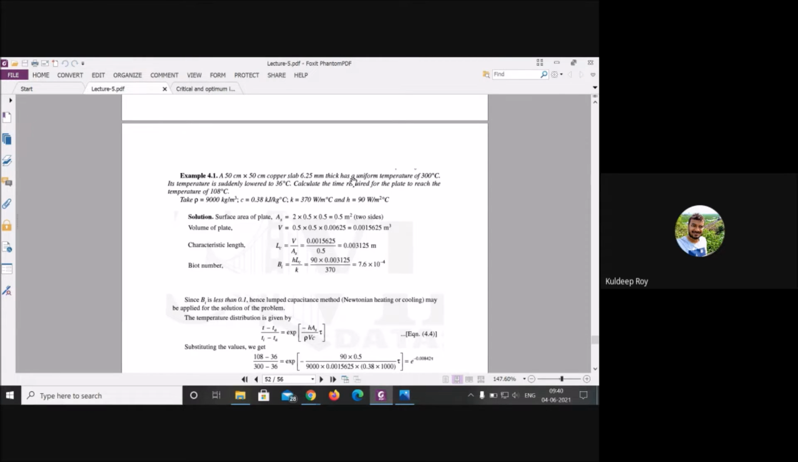How will you determine the area? There are two faces. One will be this, another will be that side. So 2 multiplied by length and width, you will get the area, two sides. It is written clearly here, two sides.